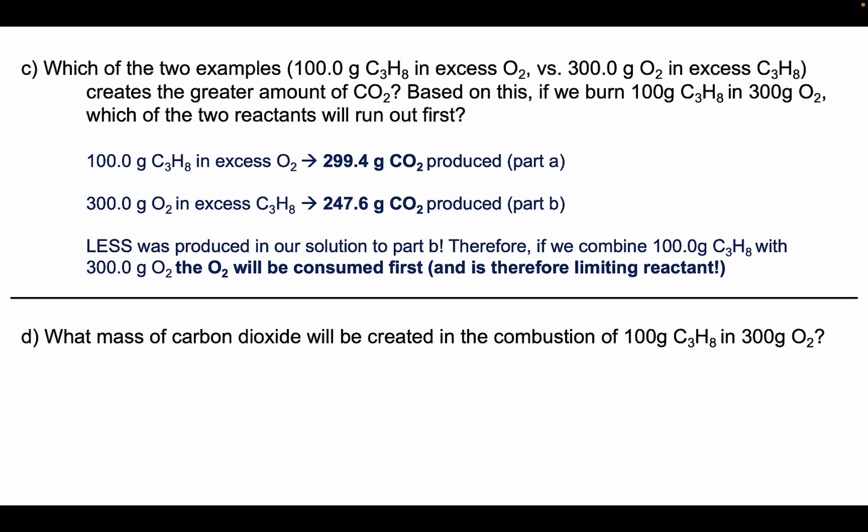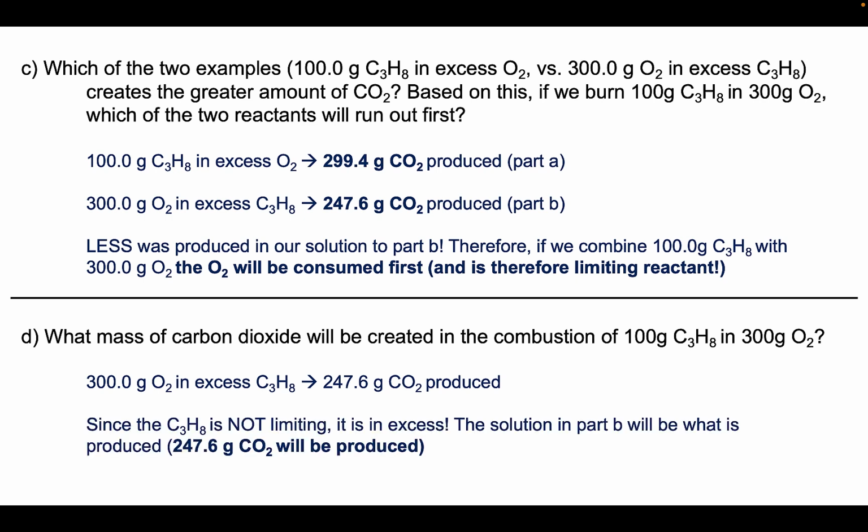The final question is, well, what mass of carbon dioxide are we actually going to get if we combust 100 grams of propane in 300 grams of oxygen? And the answer here is really just this answer that we got in part B. We've already figured all this out. And if we combine these two, we see the propane is in excess, the oxygen is limiting. Therefore, it's the limiting reactant that is going to determine the amount that's produced. The excess would be able to make more, but it can't because we're limited by the limiting reactant here, and therefore 247.6 grams of carbon dioxide are what is actually produced from this combination.